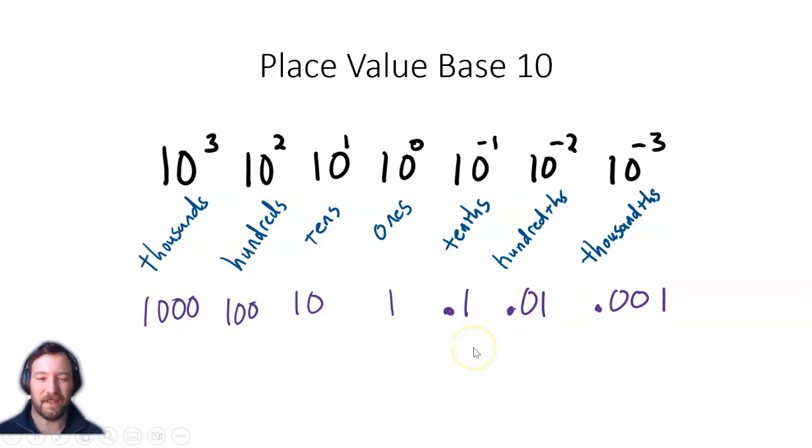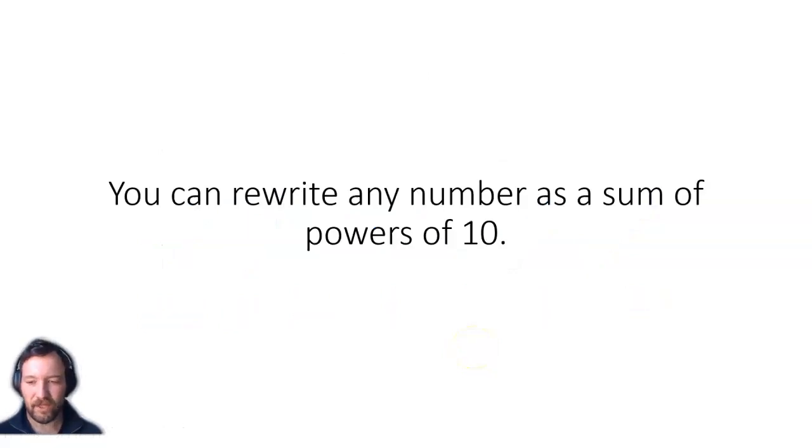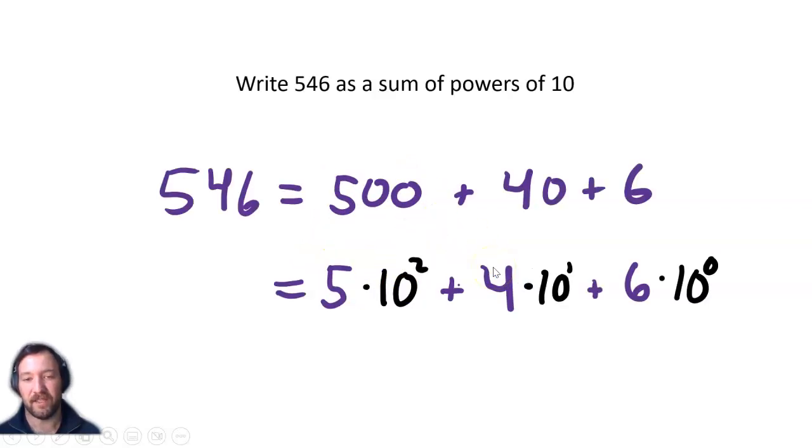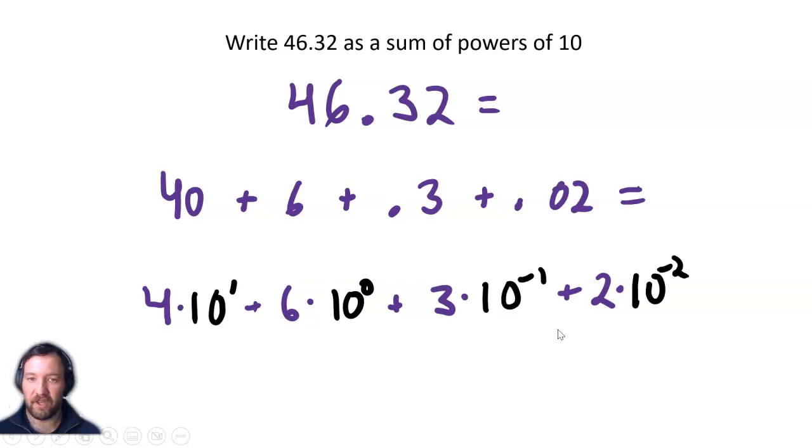But anyway, the whole point here is you can rewrite any number as a sum of powers of 10. That's the more sophisticated way to write it now that we're not in elementary school. In elementary school, you would have said 546 is broken up into 5 hundreds, 4 tens, and 6 ones, and now I'm saying let's write that as powers of 10. So yes, it is 500 plus 40 plus 6 broken up into the place values, but we can write that as 5 times 10 squared, there's your hundreds, plus 4 times 10 to the first, plus 6 times 10 to the 0.